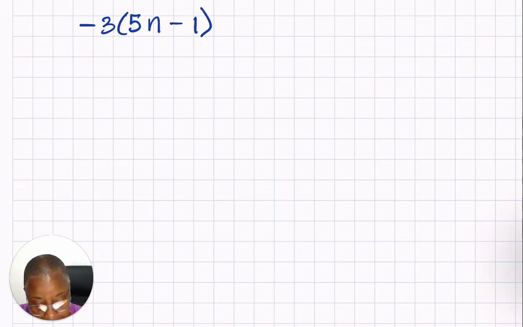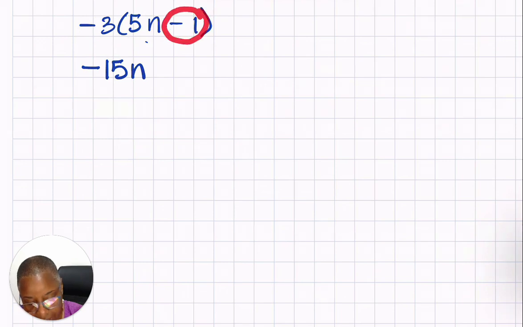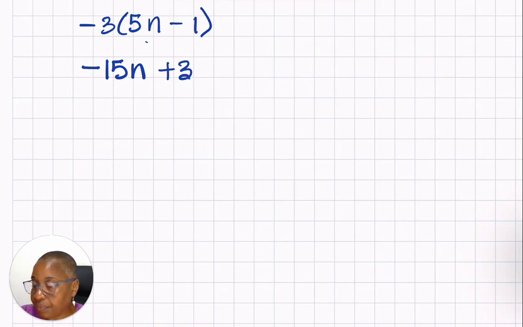So in this particular case, again, we are multiplying. We understand there's a multiplication here. We understand there's a multiplication there. It's just not written. Because everything is in parentheses here, I have to multiply everything in the parentheses by -3. So it would be -3 times the 5n, which is -15n, and -3 times -1 is going to be +3. Now don't make the mistake of forgetting that negative times negative is a positive number.